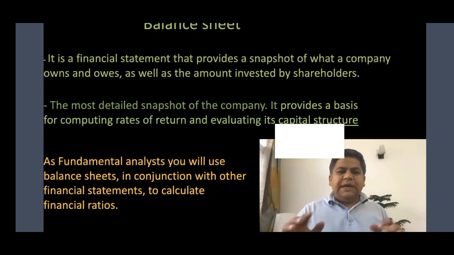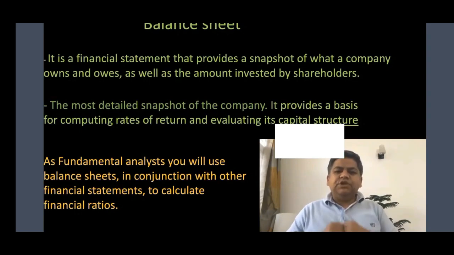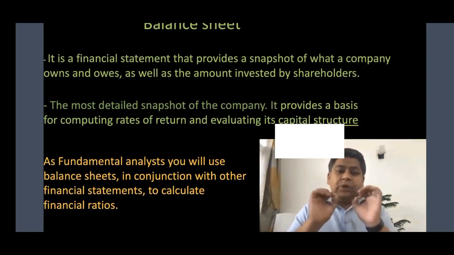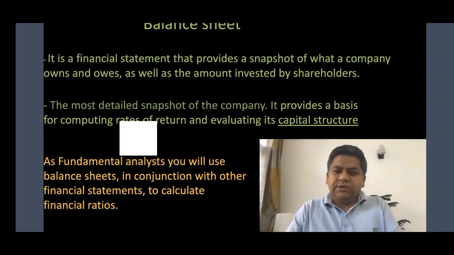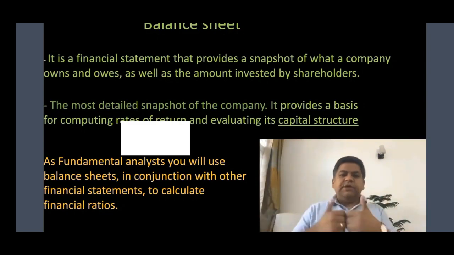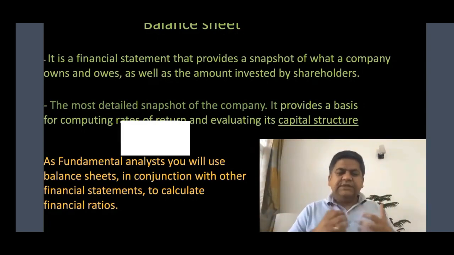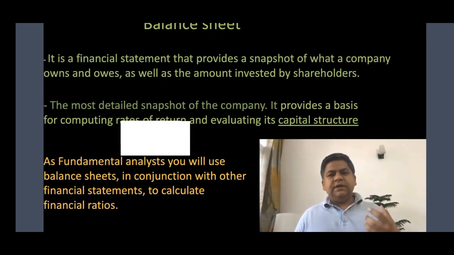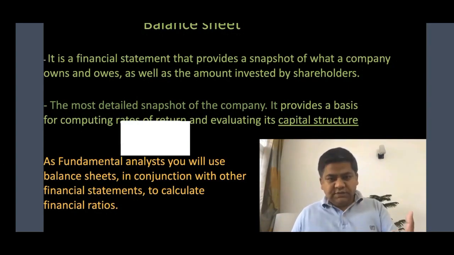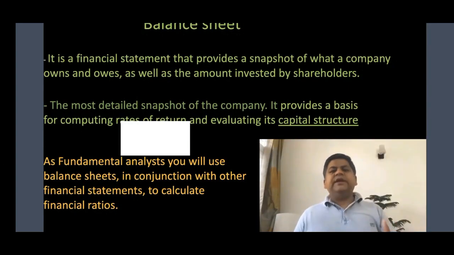Now, the balance sheet. It is a financial statement that provides a snapshot of what a company owns and owes, as well as the amount invested by shareholders, right? Companies are started by people, though company and people are two different entities, but it will be started by someone. And when they start a company, they will need more resources, which they can generate through taking debt. Every time they take debt, that is something they have to return.